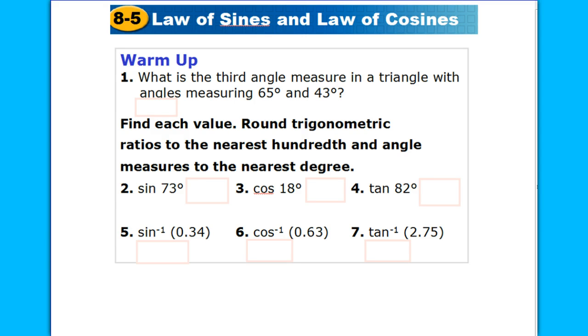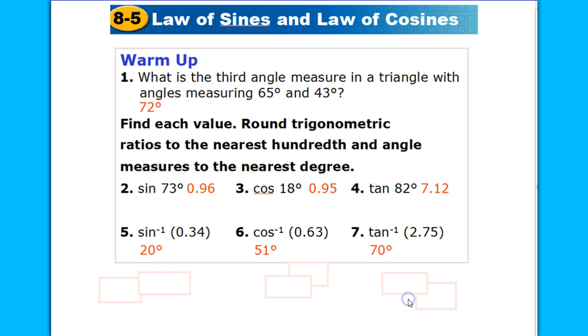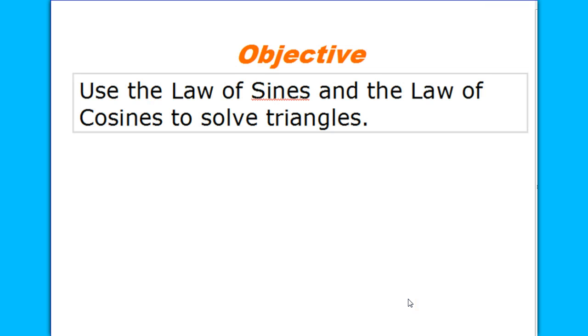So pause, make sure you're thorough, come back and check your work. Number one, the third angle, 72 degrees. Rounding to the nearest degree. And the nearest hundredth, we have, in this case, 96 hundredths, 95 hundredths, number 4 is 7 and 12 hundredths. And the degrees, 20 degrees, 51 degrees, 70 degrees.